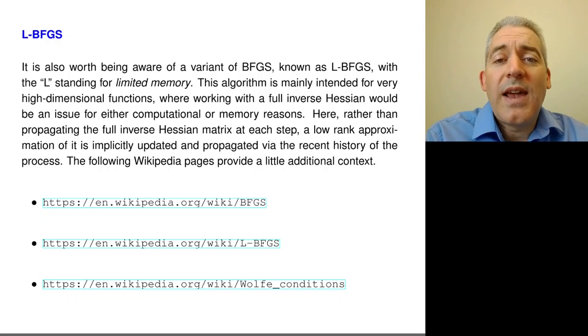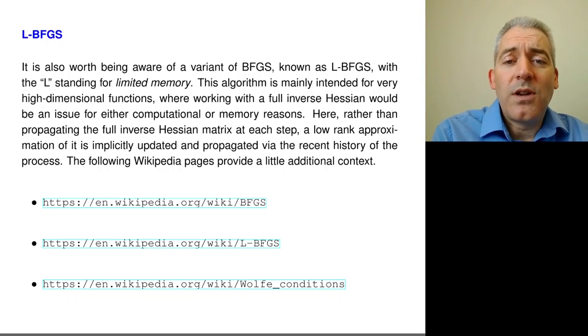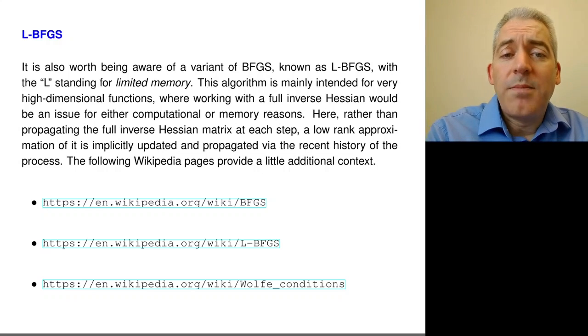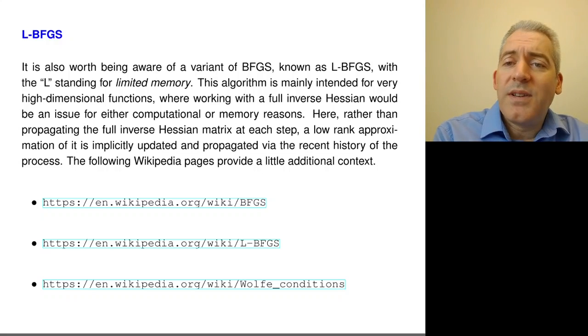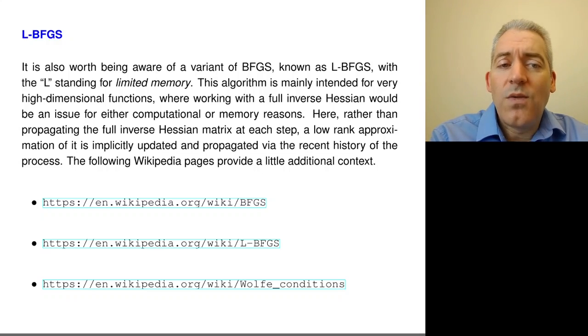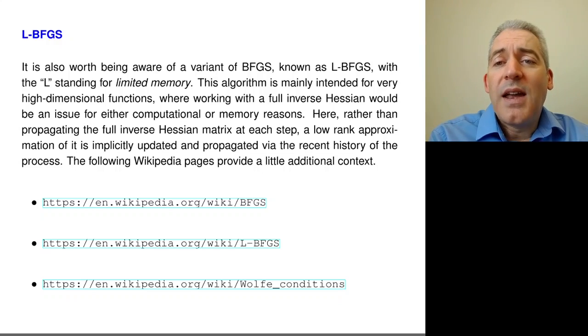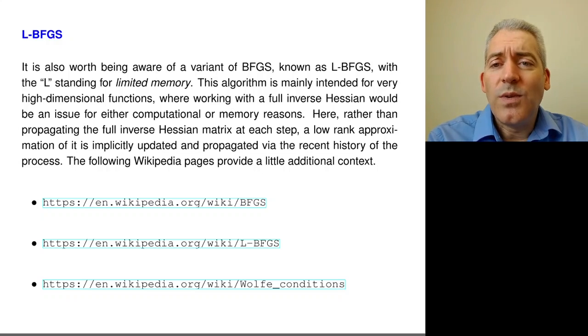So there's a variant known as LBFGS, which doesn't actually store the full Hessian. It just keeps the recent function and gradient evaluations in memory and uses those to sort of implicitly store and propagate the inverse Hessian at each step using this low rank approximation. So it's just a tweak on the basic BFGS idea, but again is very popular. You'll see it referred to often in the literature. And if you want to know more about that and some of these other issues that we've skipped over, I've got a few Wikipedia links here for you to find out a bit more.